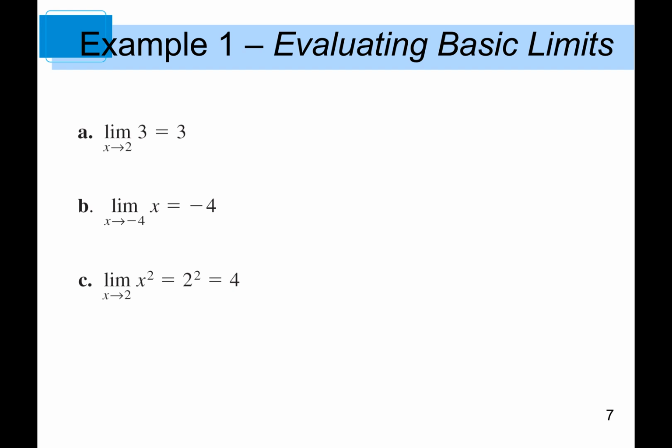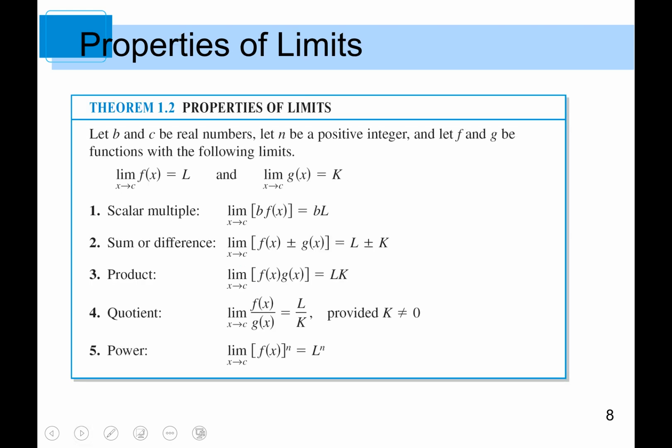So for example, the limit when x approaches 2 for the function 3 will be just 3. The limit when x approaches -4 for the function x will be -4. So the limit when x approaches 2 for x squared, here we replace x with 2. That's why we have 2 squared, and 2 squared is 4. So there are more properties of limits.